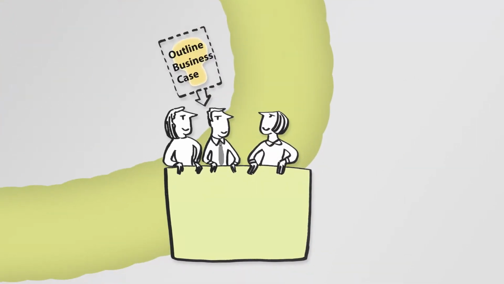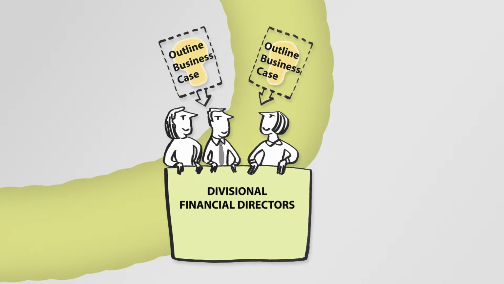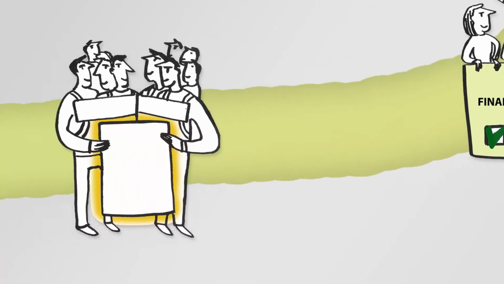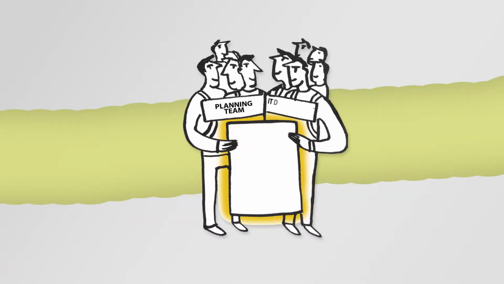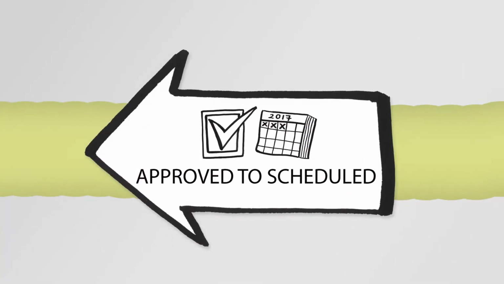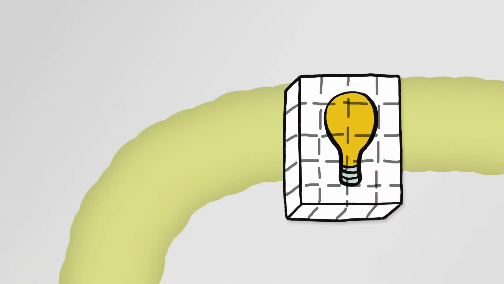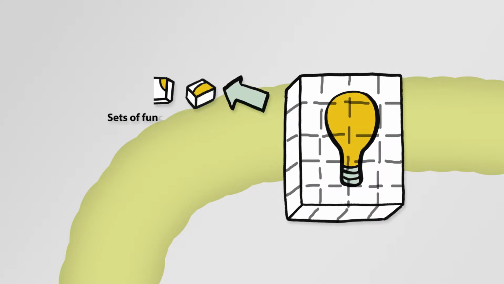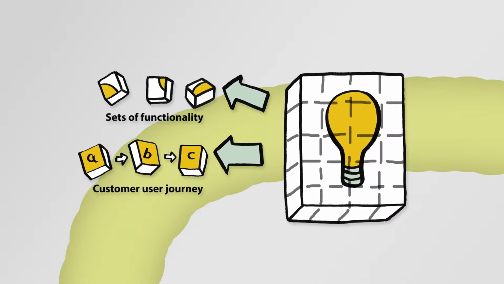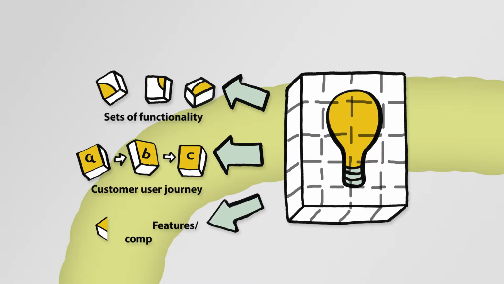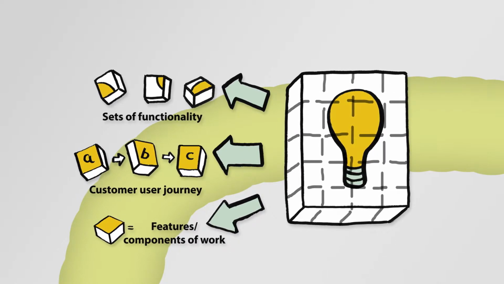All outline business cases need to go to the divisional financial directors for financial approval. Once approved and an option chosen, the planning team arrange a handover to the IT development team. Approved to scheduled. The IT development team then break the business case down into sets of functionality and customer user journeys. We know these as features or components of work for the project.